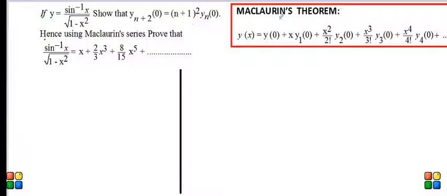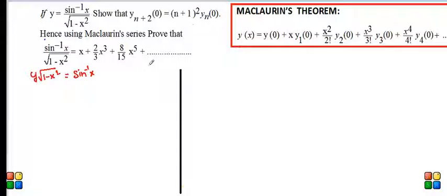Here we are dealing with Maclaurin's theorem, which will again include the Leibniz theorem. So before starting, we are using cross multiplication, which gives y into 1 minus x square is equal to sine inverse x.